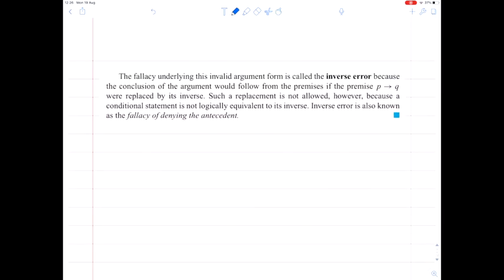So this fallacy, which is called an inverse error, is called this because the conclusion of the argument would follow if the premise P implies Q is replaced by its inverse, i.e. not P implies not Q. However, we know that these are not equivalent. And sometimes this is called the fallacy of denying the antecedent, which is a whole bunch of big words.